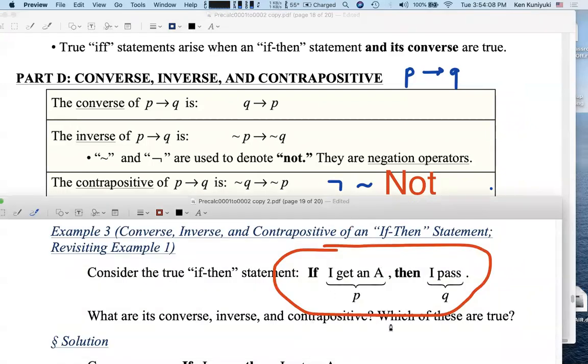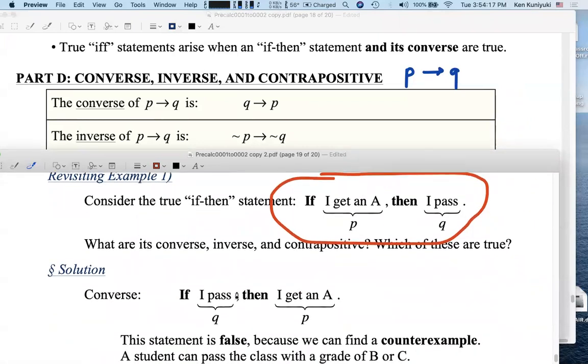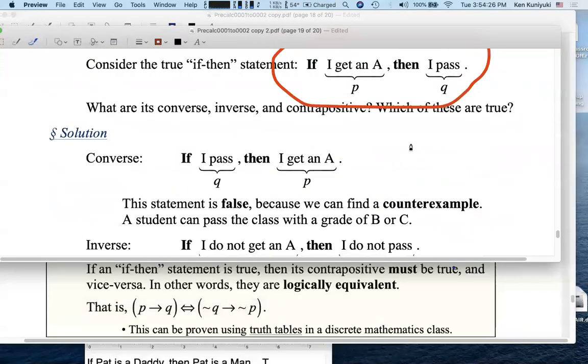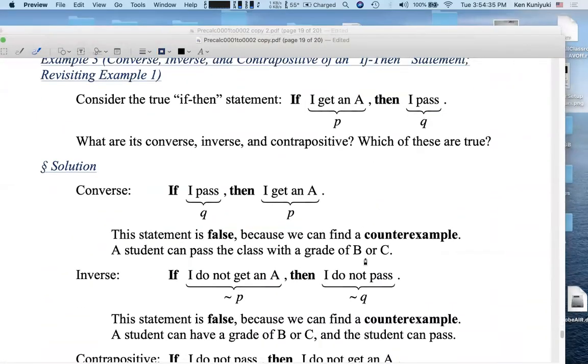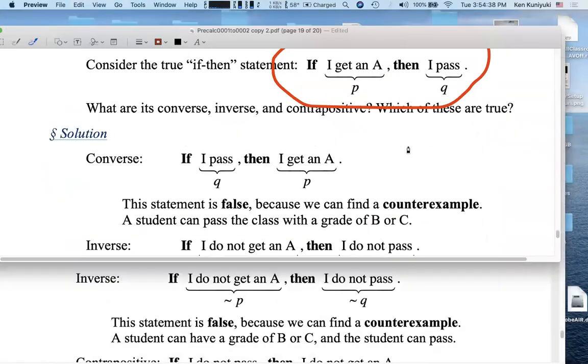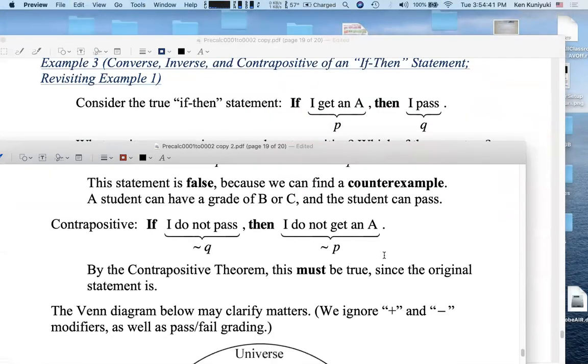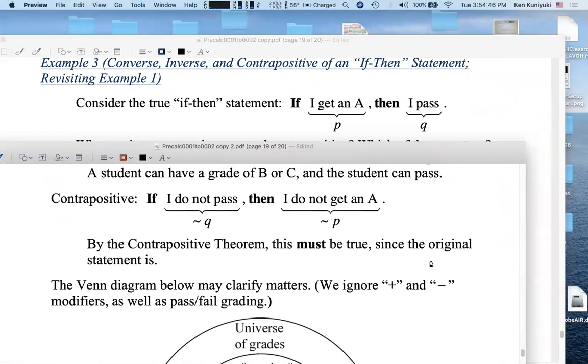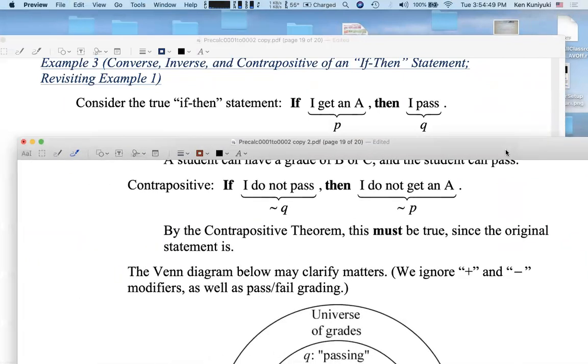What is the contrapositive of if I get an A, then I pass? Well, first off, remember the converse is if I pass, then I get an A. We know that's false. The original statement is true. The converse was false because we found counterexamples. You could get a B or a C. But now what's the contrapositive? Here's the original. Here's the contrapositive. By the way, the inverse just negates the two propositions. The contrapositive says, switch and negate.